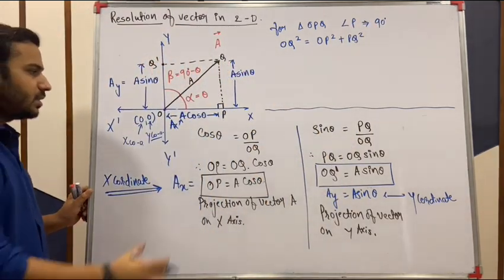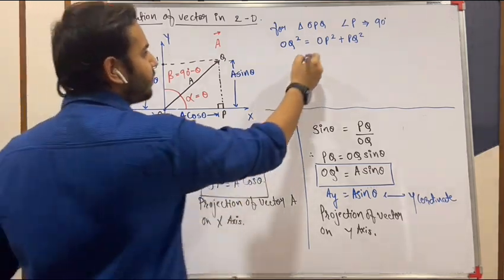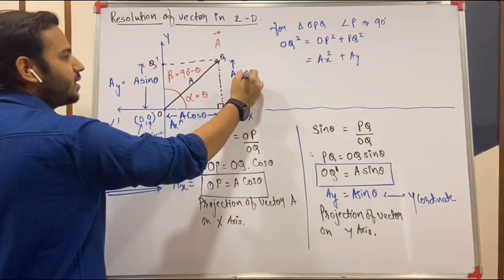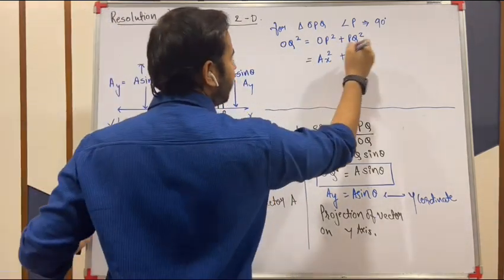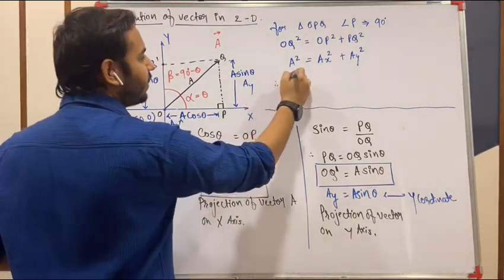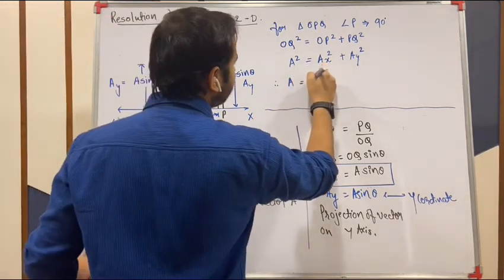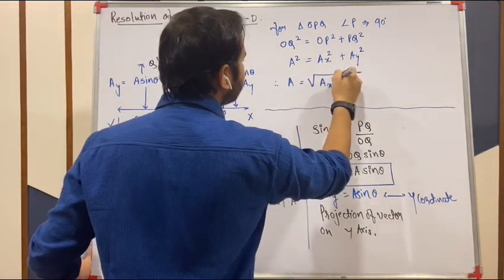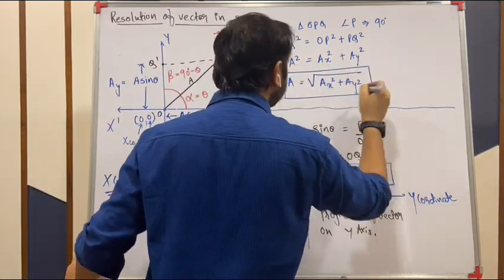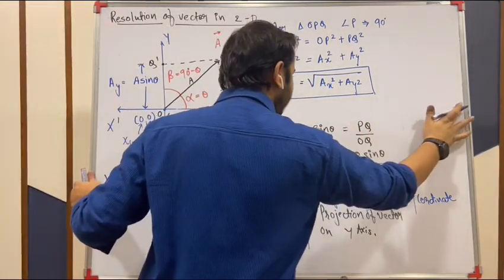Okay, what is OP? OP is AX. So AX square. PQ is AY. Simple, AY square. And OQ is A, so A square. Therefore, the magnitude A, taking the square root on both sides, you can write under root AX square plus AY square. I can prove this.